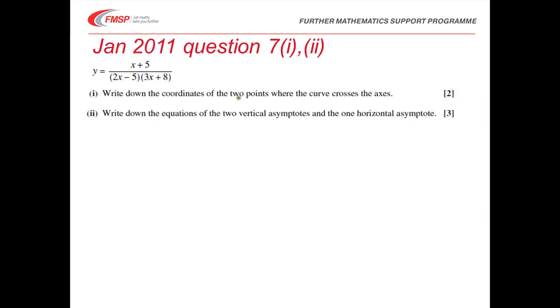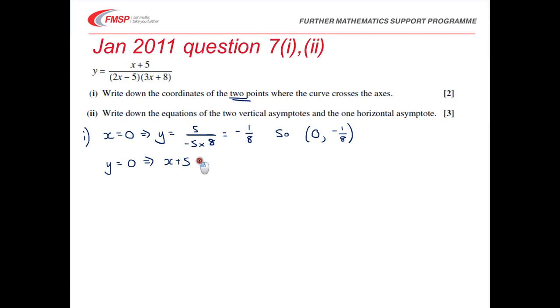Okay, write down the coordinates of the 2 points where the curve crosses the axes. First of all, if x equals 0, then y is equal to 5 over minus 5 times 8, which is minus 1/8. So one of the points is (0, minus 1/8). The other one will be when y equals 0. y equals 0 when x plus 5 is 0, when the numerator is 0, which means that x is minus 5. So the other point is (minus 5, 0).